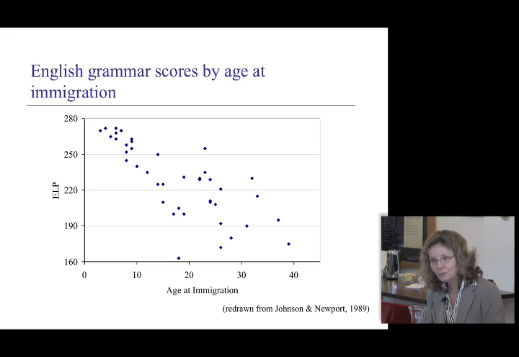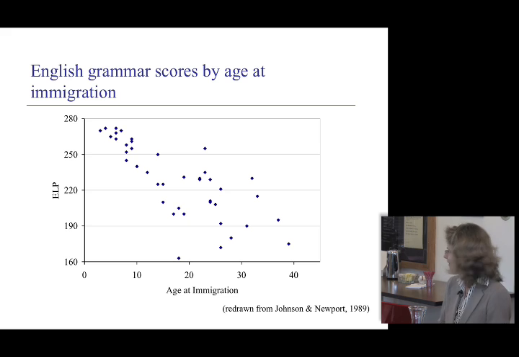And if so, when? Is it 8? Is it 10? Is it 20? Where do you pick? It's kind of hard. But the general conclusion, the negative relationship, is a very stable one, so we can deal with that.